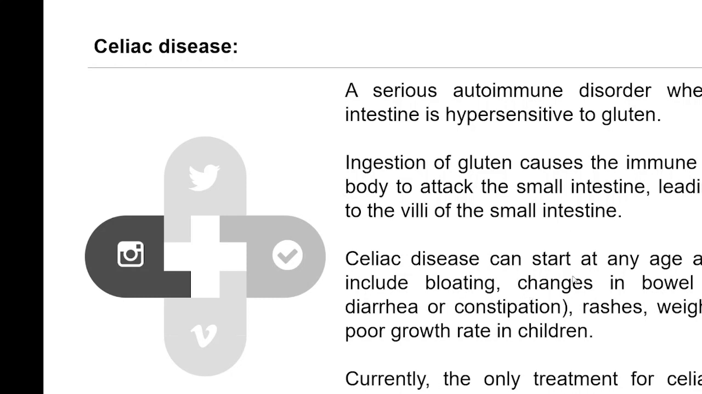Celiac disease can start at any age, and symptoms include bloating, changes in your bowel habits, sometimes too much diarrhea, sometimes too much constipation. These are the problems. Then rashes will be there, weight loss will be there, poor growth rate in children. These are some of the problems.